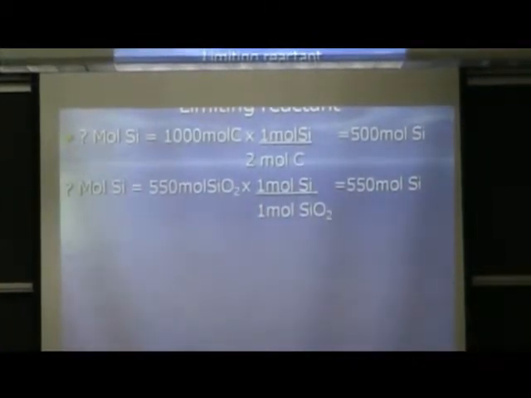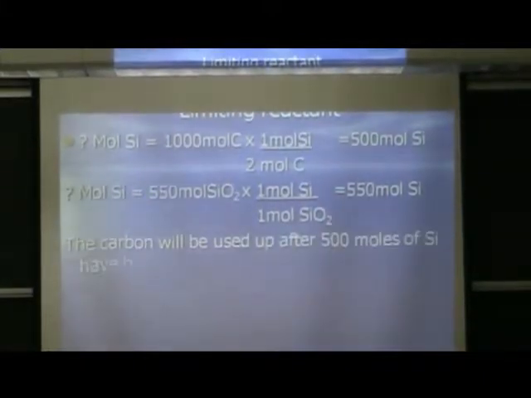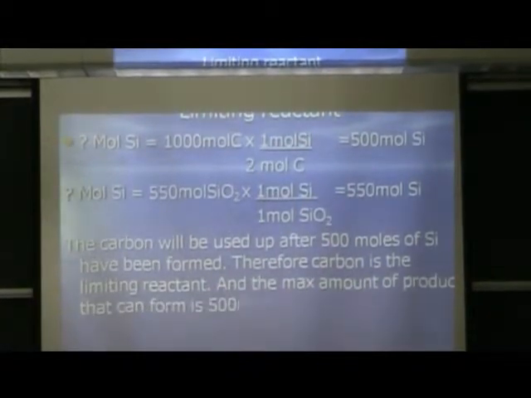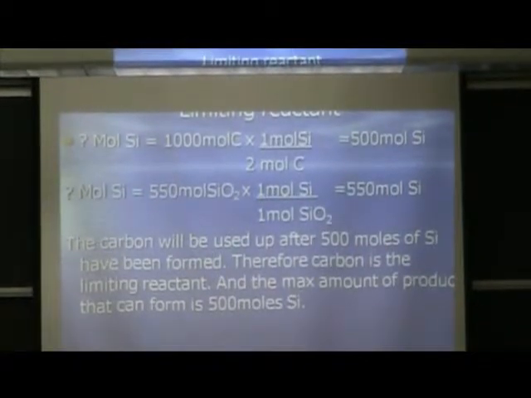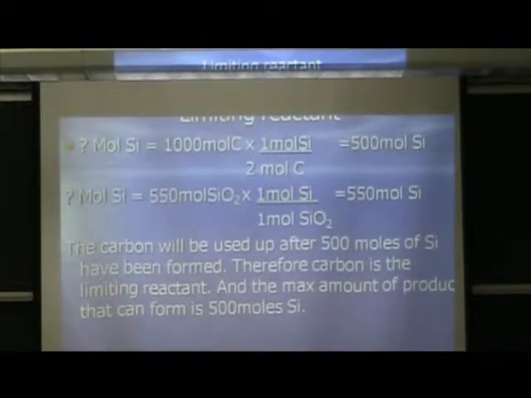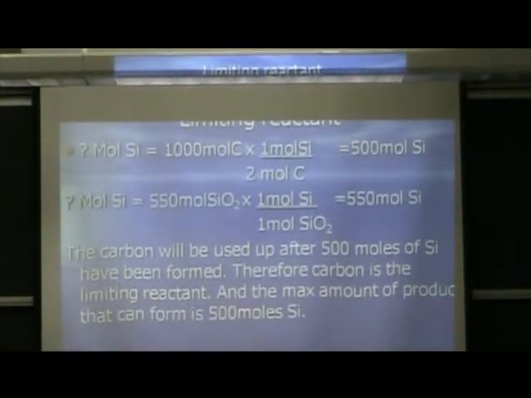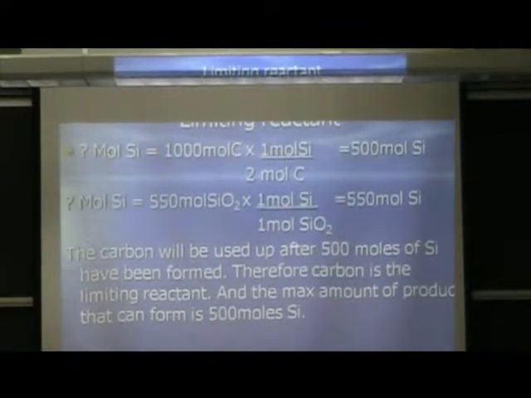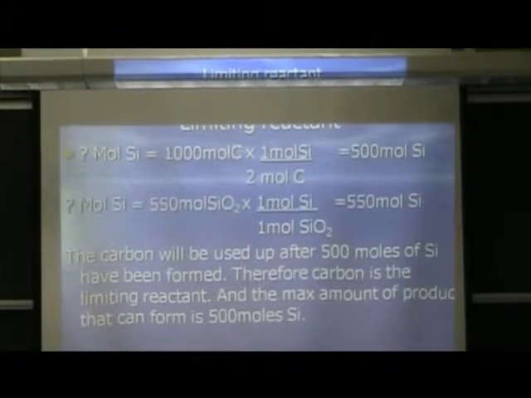You have two answers, of course. But the maximum amount you can see here, the carbon will be used after 500 moles of silicon have been formed. Therefore, carbon is the limiting reactant. Carbon is the limiting reactant. How do I know carbon is the limiting reactant? It gives me the least product.